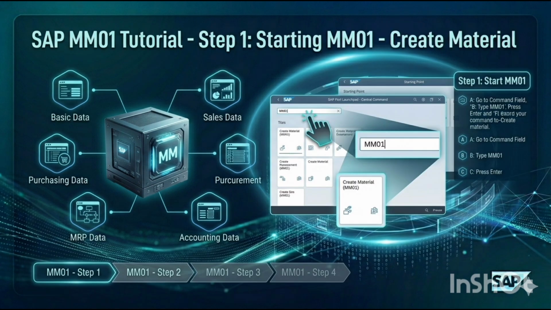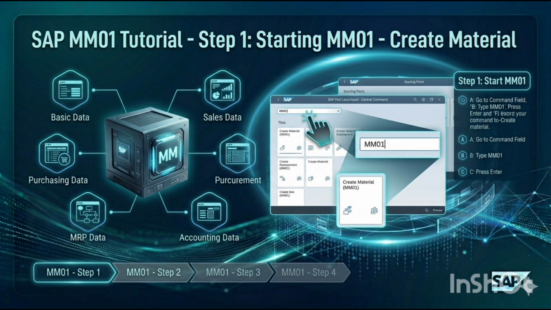Now let's start the practical demonstration. Log into your SAP S4HANA system. On the SAP Easy Access screen, type transaction code MM01 in the command field at the top. MM01 is the standard transaction used to create a new material master record in SAP.